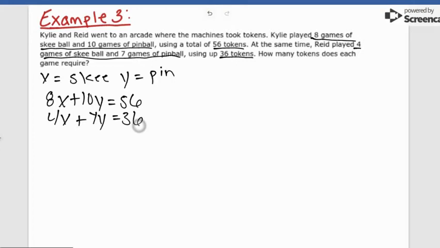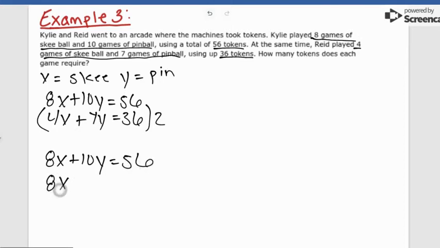But in this example, we only need to multiply the bottom equation instead of both. So this one, we're going to multiply by 2. So then we'll get 8x plus 10y equals 56. Then we'll have 8x plus 14y equals 72.